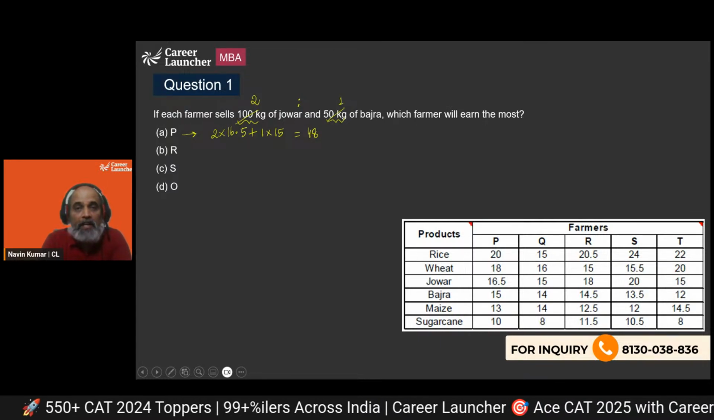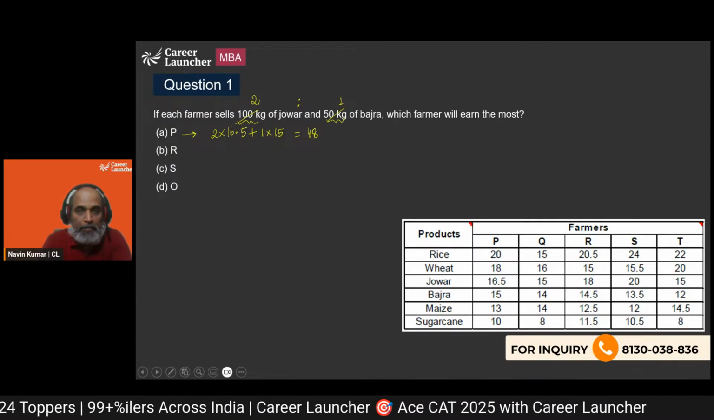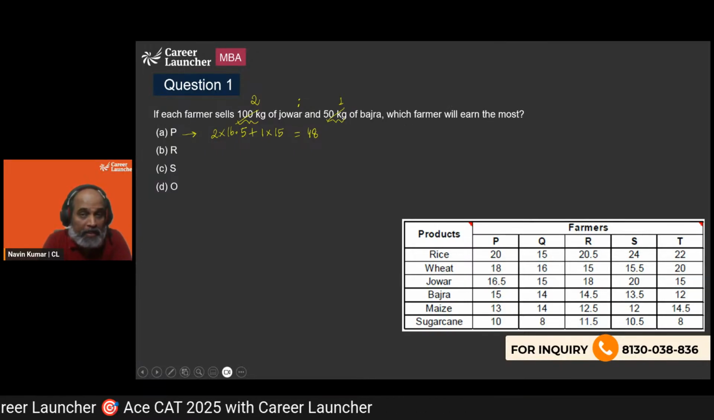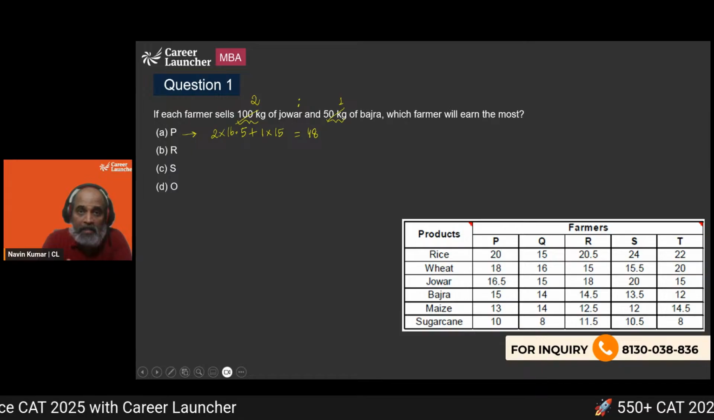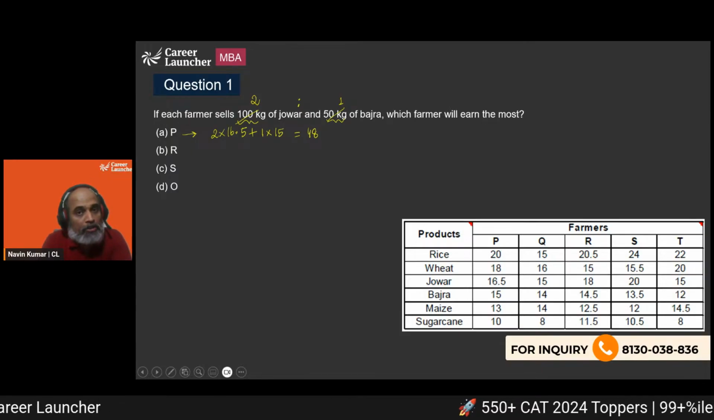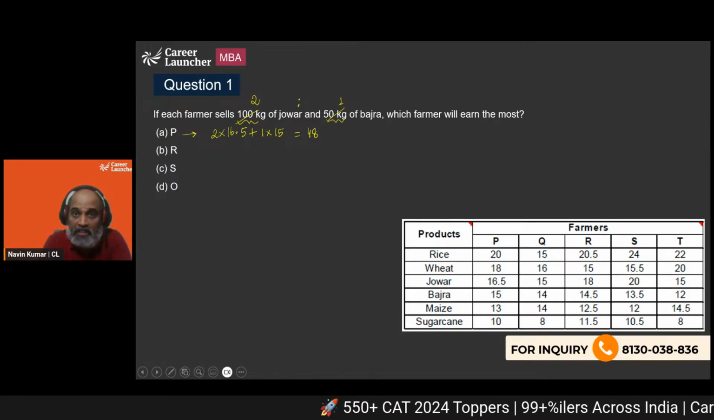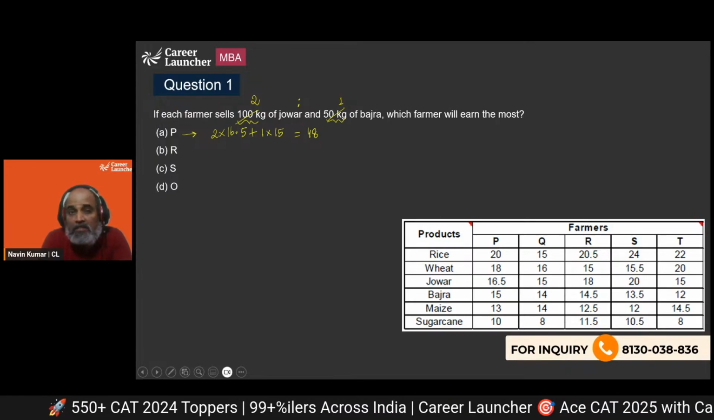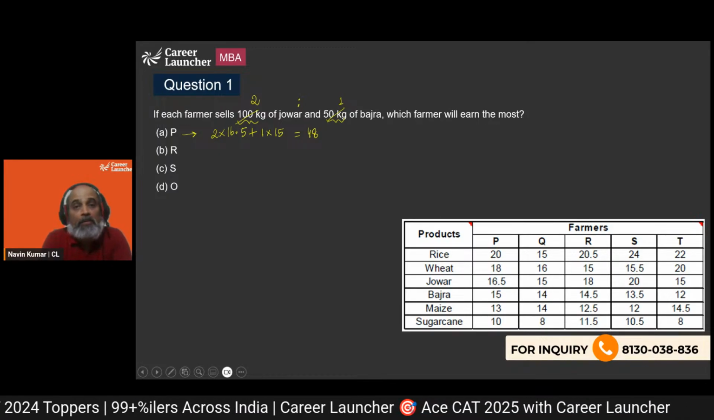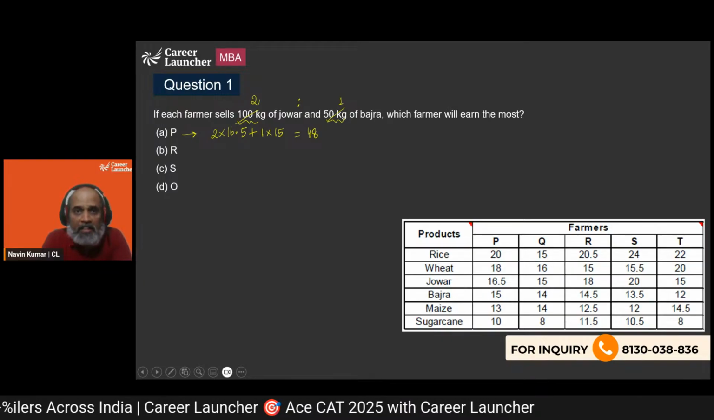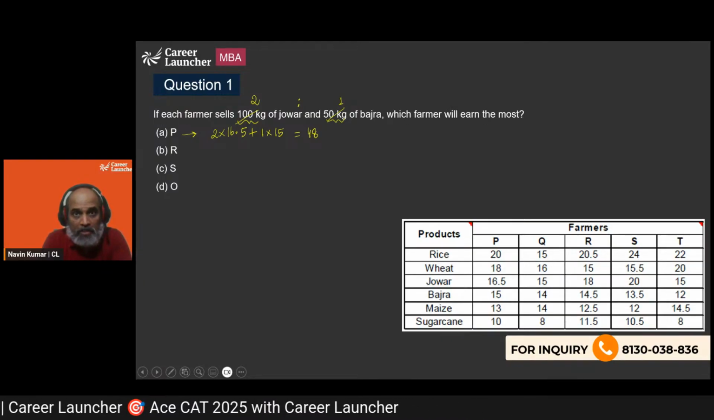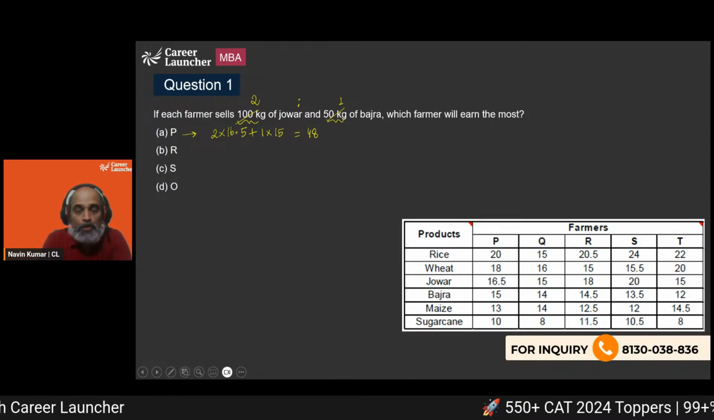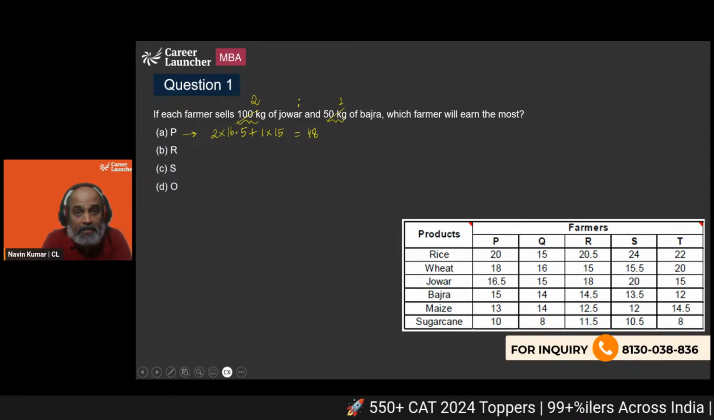Reason being, the multiplication factor, the value that we are multiplying with the prices given in the table, is going to be 2 and 1 for each of the farmers. So whether it is 2 and 1, or 50 times of that, 150, or 17 times of that, 34 and 17, doesn't really matter. Whichever is the largest will stay largest, whichever is the smallest will stay smallest. So the trick to do less calculation here was to figure out the ratio of the quantities.